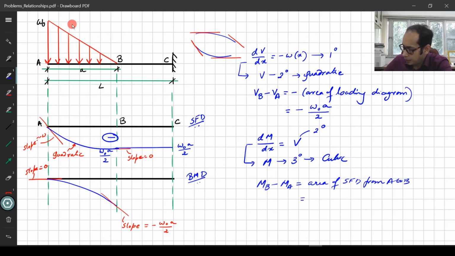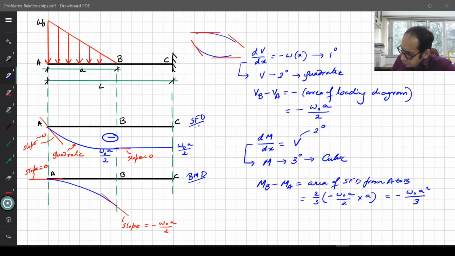So I can simply approximate that as 2/3 of whatever rectangle this inscribes. So that is going to be W naught A over 2, and that will be minus, since this is a negative one over here. So 2/3 of minus W naught A over 2 times this distance. This distance is A over here, times A. Okay. So it will be minus W naught A square by 3.